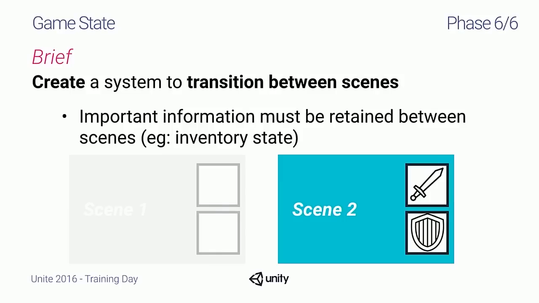As we're doing the last bits of polish, our producer has come to us and said, can we create a system to transition between scenes? Now that we have our player, she can walk around, she can pick things up, she can interact with everything in the game. But we now need to be able to go from one scene to the next. And it's important that we also maintain information from one scene to the next.